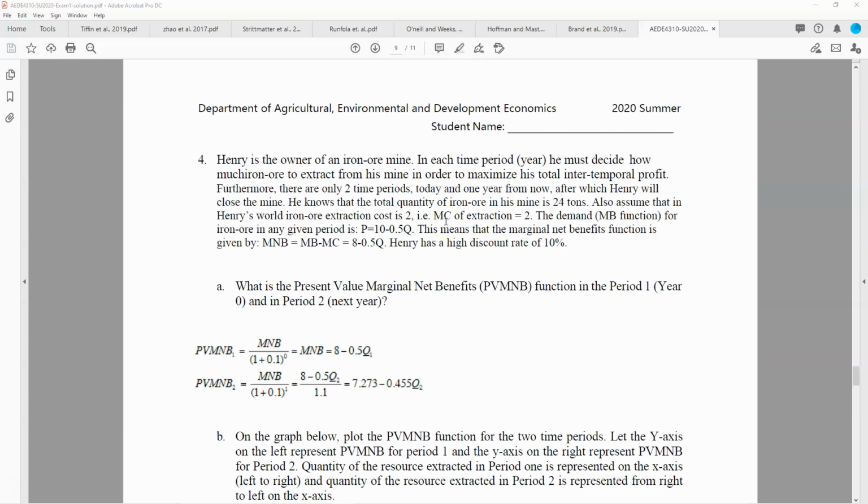There are 2 periods in total, and the total quantity of mine available to extract is 24 tons, and the marginal cost of extraction is equal to 2. The demand function is given, and that means the marginal net benefit, which is the difference between demand function and the marginal cost of extraction, should be equal to 8 minus 0.5 times Q. The discount rate for this question is equal to 10%. And given all this information, we need to calculate the present value of marginal net benefits in each period.